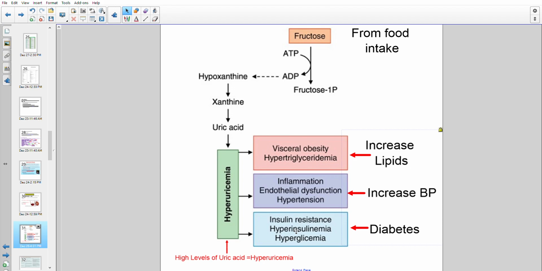The third one, which is very important too, is the diabetic part it affects. The insulin resistance. So having high uric acid levels, hyperuricemia, results in insulin resistance. Hyperinsulinemia, that means you've got too much insulin, and that causes insulin resistance. And hyperglycemia, that means high levels of glucose in the body. So all those three things produce diabetes.